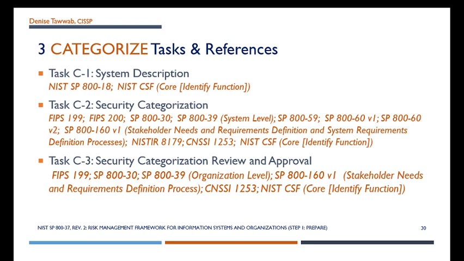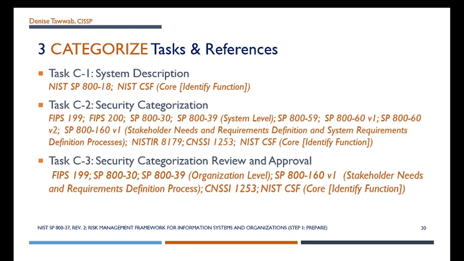And I want to give you some references or other documents that you can look at when you're working on this, when you're at the practical level where you're actually doing the work of implementing the risk management framework. When you're describing your system, you're going to look at NIST Special Publication 800-18, which talks about how to create your system security plan. And if you're doing the NIST cybersecurity framework, then this is going to map to the core identify function.